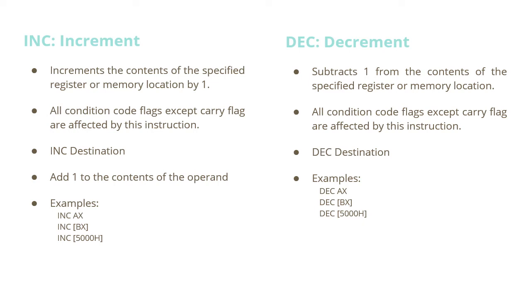Next is DEC BX, which is the register indirect addressing mode, where the contents of the offset address that is present in the BX register is decremented by a value of 1. Next is DEC 5000H, which is the direct addressing mode. Here the contents of the memory location 5000H is getting decremented by a value of 1.